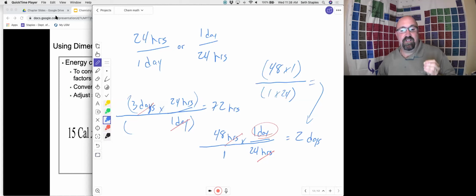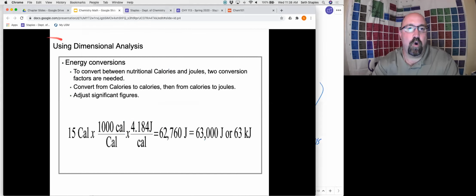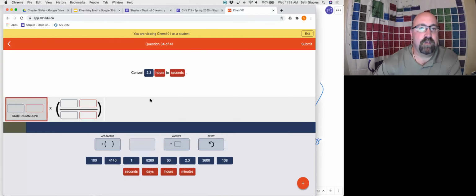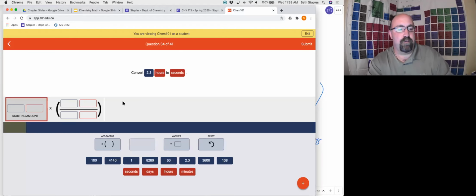Dimensional analysis is an incredible tool because it will help you set up calculations even if you don't remember how you're supposed to actually run the calculation. So let's look at a couple different homework problems. And so here's question 34 in your homework. And so now we're working with time again. And we need to convert, in this case, 2.3 hours over to seconds.